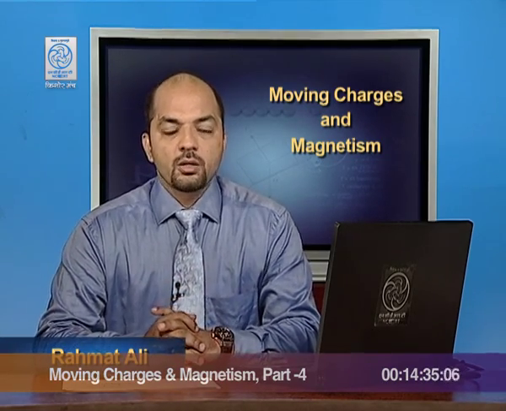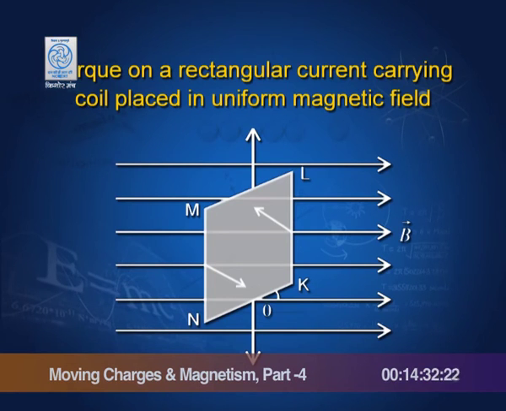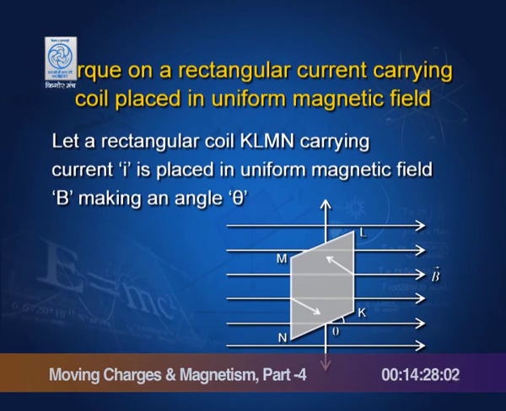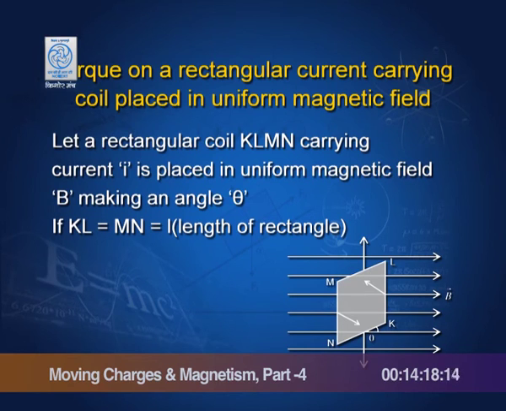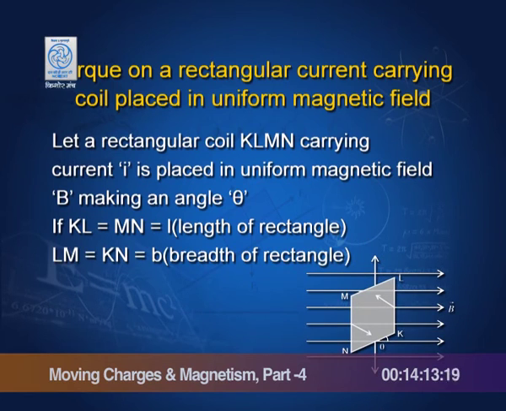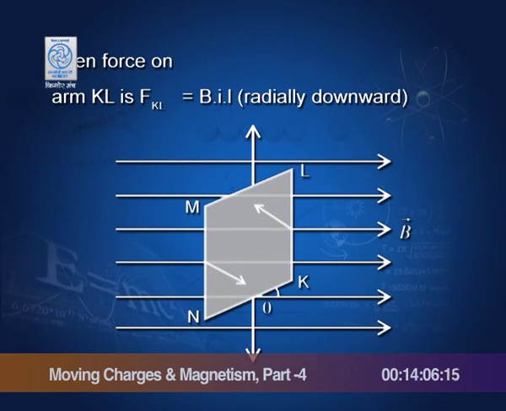We'll begin with the topic torque on a rectangular coil carrying current placed in a magnetic field. Let a rectangular coil KLMN carrying current I be placed in uniform magnetic field B, making an angle theta. If KL equals MN equals length L of the rectangle and MN equals KN equals b, the breadth of the rectangle, then the force on arm KL is F_KL equals BIL.